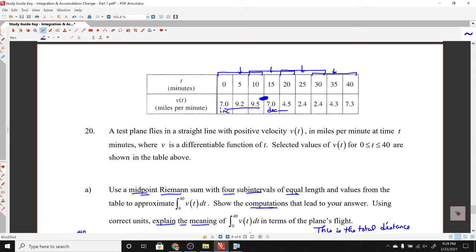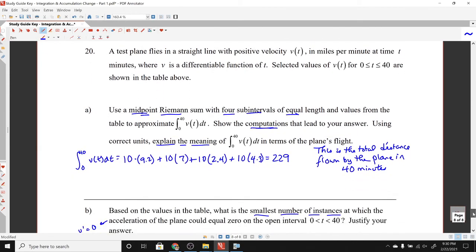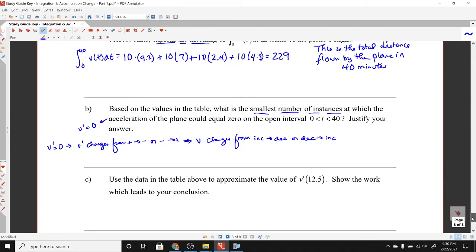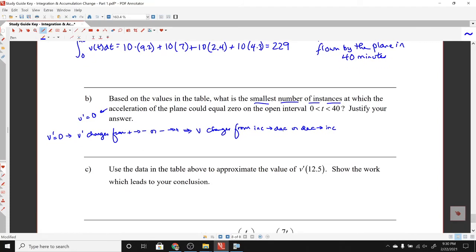Goes 7 to 4.5 to 2.4. Then it stays the same. So that's a 0 change. So right there. And then it's increasing again all the way the rest of the table. So the answer is there are 2. That's the fewest number of times where the acceleration could be 0.